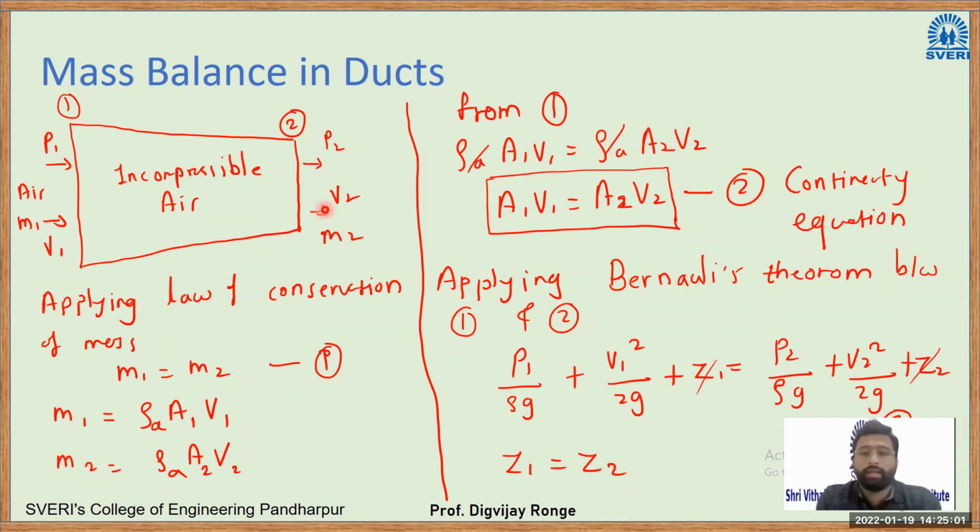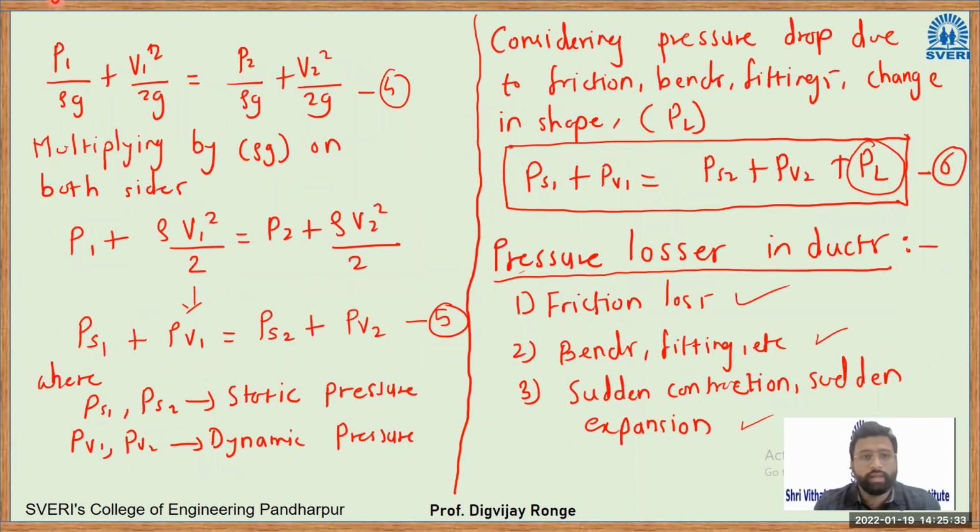Now, if I apply the Bernoulli's theorem between 1 and 2, so you know Bernoulli's theorem, P1 by rho g plus V1 square by 2g plus Z1 equal to P2 by rho g plus V2 square by 2g plus Z2. Here, P1 by rho g is a pressure head, V1 square by 2g is velocity head or dynamic head in our case, and Z1, Z2 are the elevations. Now in this case, Z1 and Z2 is equal, so that will get cancelled. What you get is simply this equation, equation number 4.